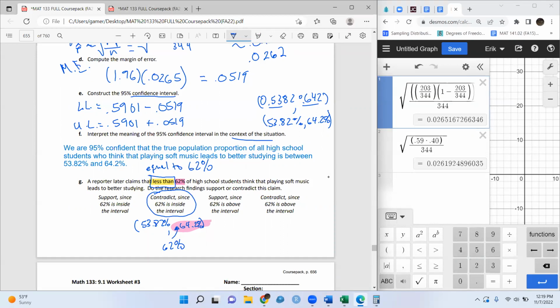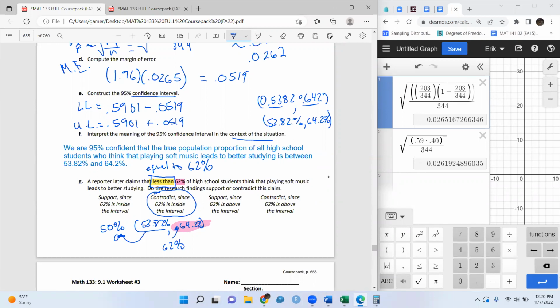Okay. And we get this percentage for an equal to claim that is supported by the interval. It could be any number between these two numbers. We could say 63, we could say 55, any value that's within the interval, and if we claim it's equal to, it's supported. If we had said a reporter claims that it's greater than 62%, that one isn't supported either. It's contradicted because to prove greater than, the number would have to be below the lower limit, somewhere down here, like 50%. If the reporter claimed that more than 50% of high school students think playing soft music leads to better studying, it would be supported because it's below the lower limit.